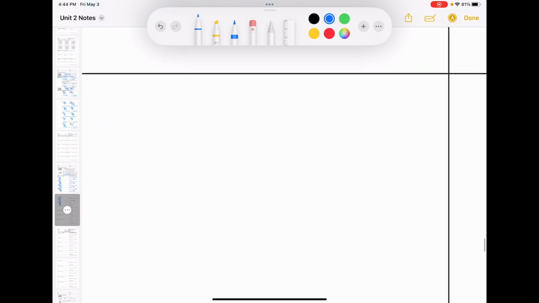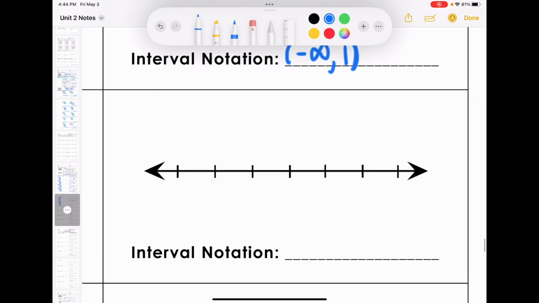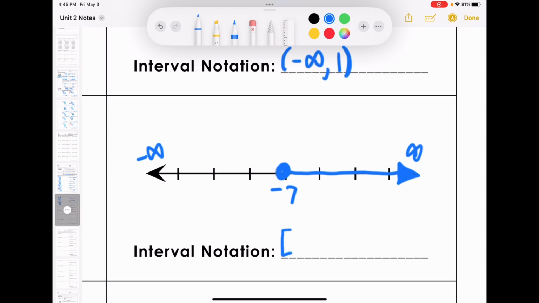So now I'm going to put it on my number line. I'm going to have negative 7 in the middle with a closed circle because it was greater than or equal to. And then I'm going to shade to the right. Remember, if it's pointing to the right, it's positive infinity. If it's pointing to the left, it's negative infinity. So my interval notation is going to be bracket, because it's a closed circle, negative 7, comma, positive infinity with a bracket.